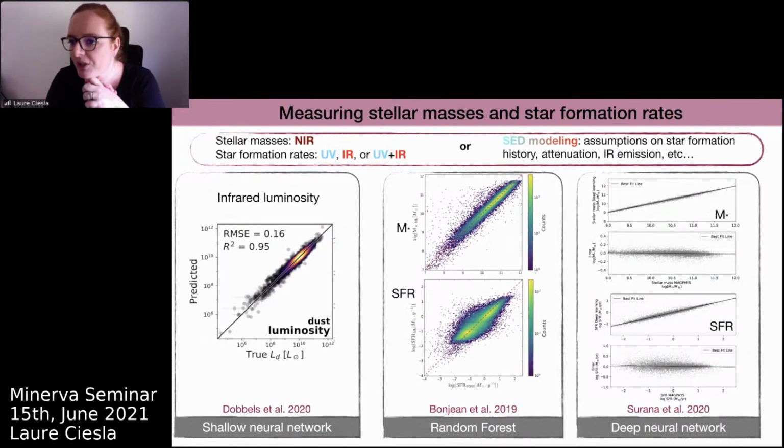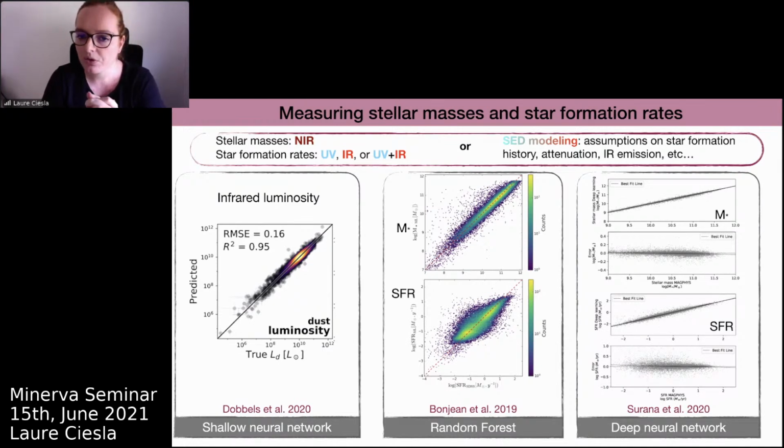So since it's a machine learning seminar, I wanted to highlight some methods that have been published to measure the stellar mass and the star formation rate of galaxies, because they are the endpoint of the star formation history. So if I want to be able to recover the star formation history, I need a very reliable measure of the stellar mass and the star formation rate. Usually, in the traditional or classical way, the stellar mass is probed by the near-infrared part of the spectral energy distribution of the galaxy, and the star formation rate is measured from UV or from infrared, or best, the combination of the two.